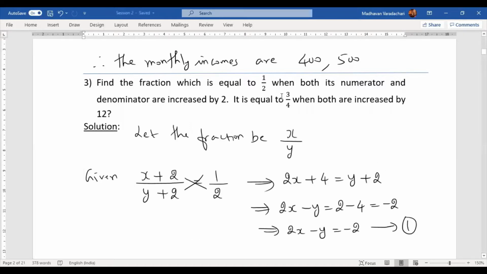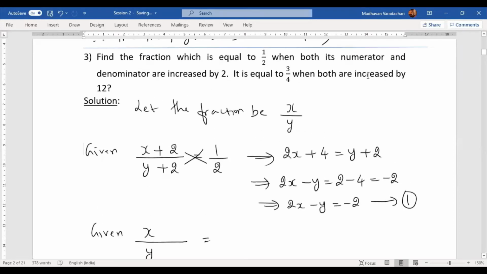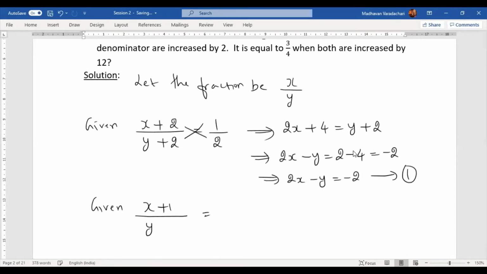Then the fraction is becoming 3 by 4 when both are increased by 12. That is the second point given. So the numerator and denominator are increased by 12, so here it is plus 12, here also it is plus 12. Then it becomes 3 by 4. Cross multiplying again, we get 4 times x plus 12 times 4 is equal to 3 times y plus 12 times 3.